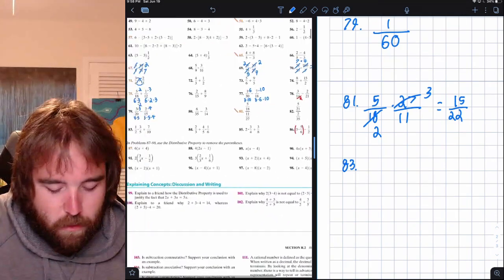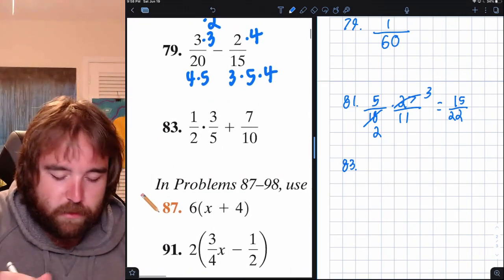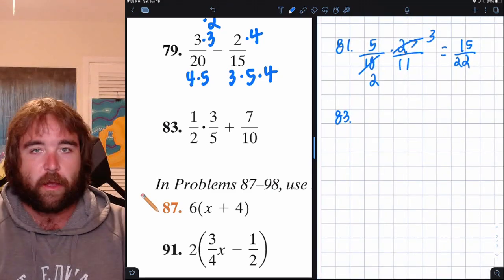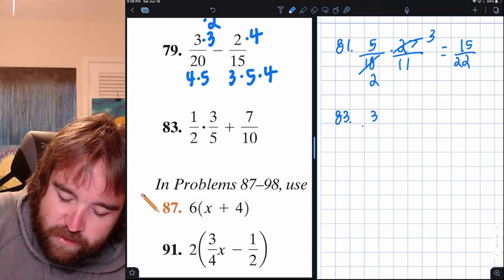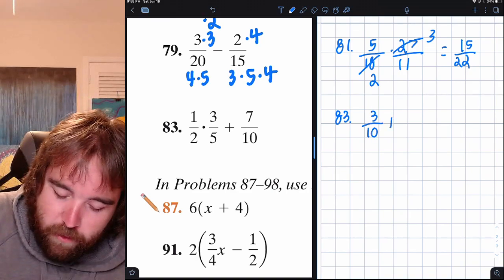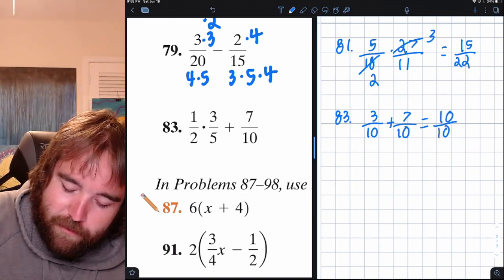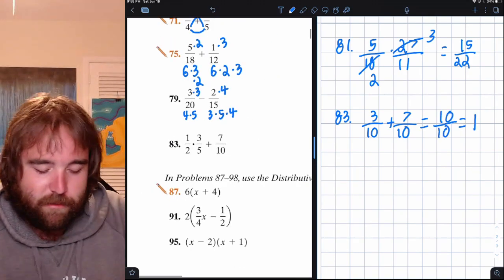Nice. All right, 83, I imagine, oh, a little different here. So here we have to multiply and then add. When we multiply those fractions, we'll just multiply across and get 3 over 10. And then we have 3 over 10 plus 7 over 10. Oh, nice. That's 10 over 10, which is just 1. Cool.